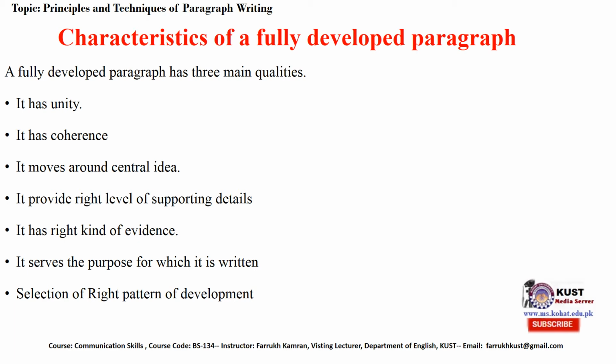The third one is selection of the right pattern of development. We can develop a paragraph keeping in view the pattern of our writing. We should try to know why we are writing. If we are writing a story, we should adopt the narrative pattern. If we are supposed to write a thesis, our pattern of writing must be argumentative and analytical. In the same way, if we are going to write about history, our pattern must deal with the facts based on history. So these are different characteristics of a fully developed paragraph. Whenever you write a paragraph, you need to be watchful about it.